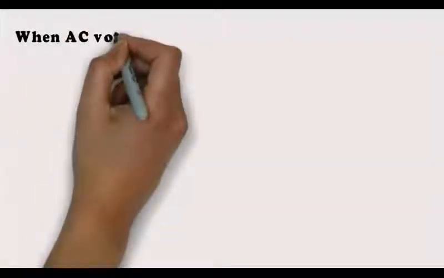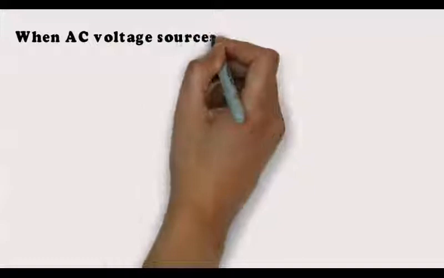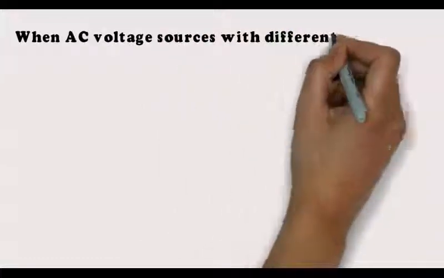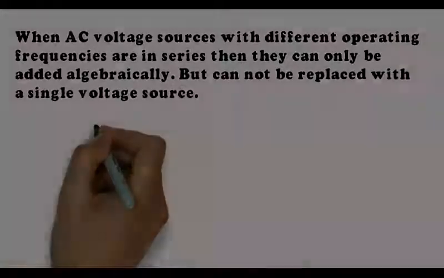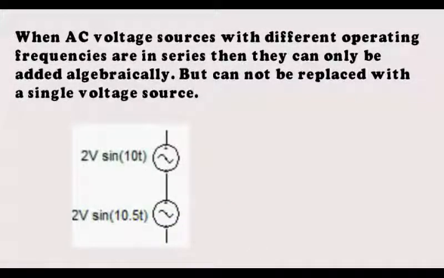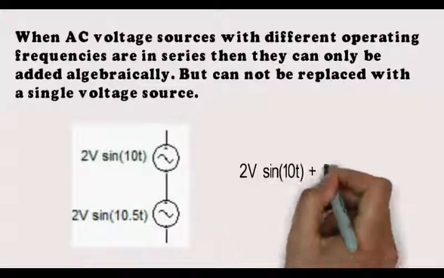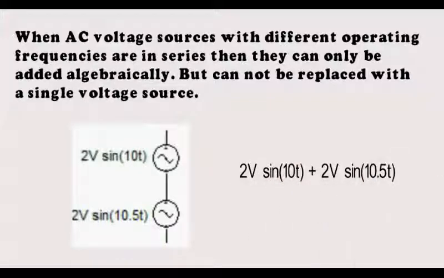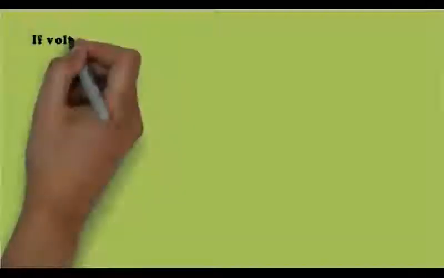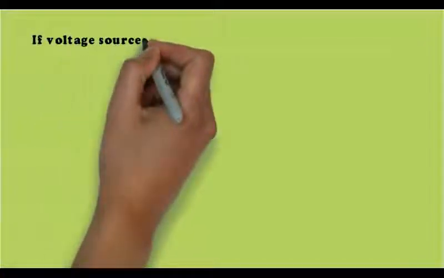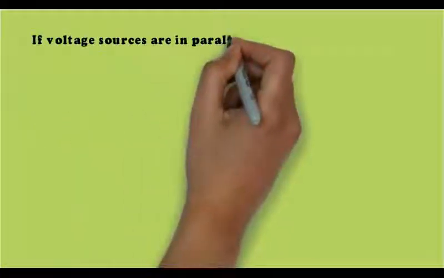When multiple AC voltage sources are connected in series with different frequencies, they can be added algebraically and cannot be replaced with a single voltage source. There is a case in which two AC voltage sources are in series and they are added as 2v sine of 10t plus 2v sine of 10.5t. This is the algebraic sum.